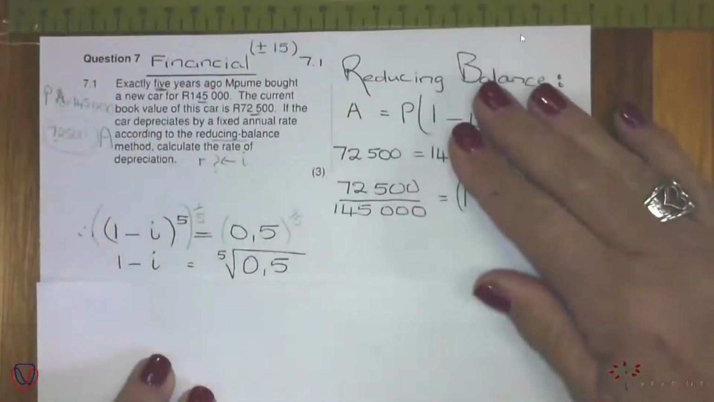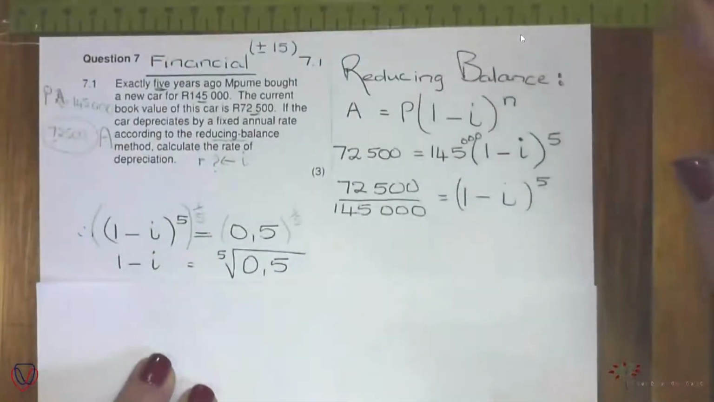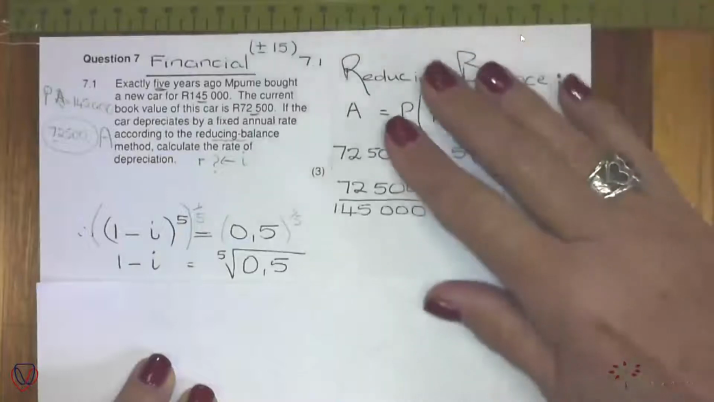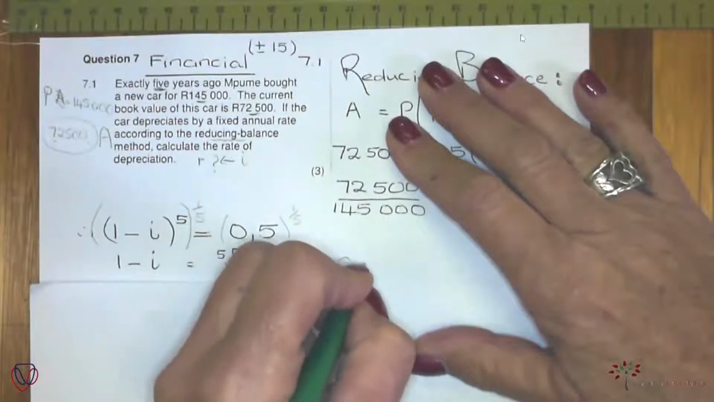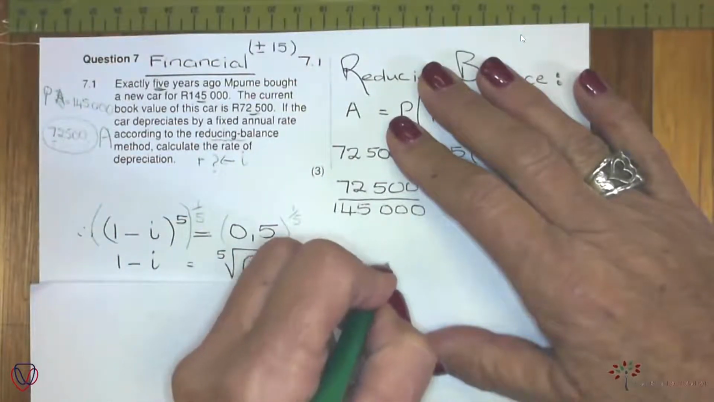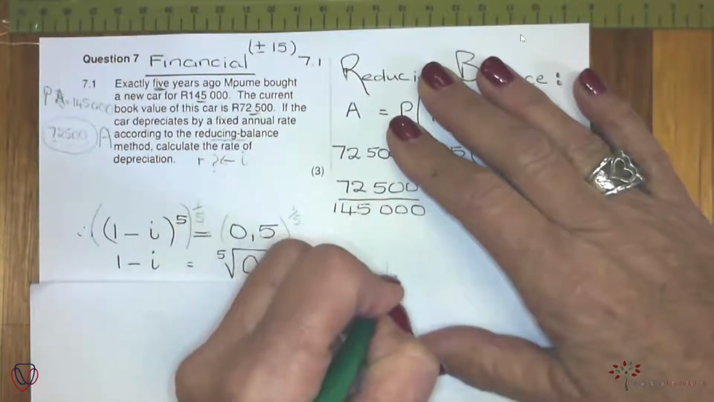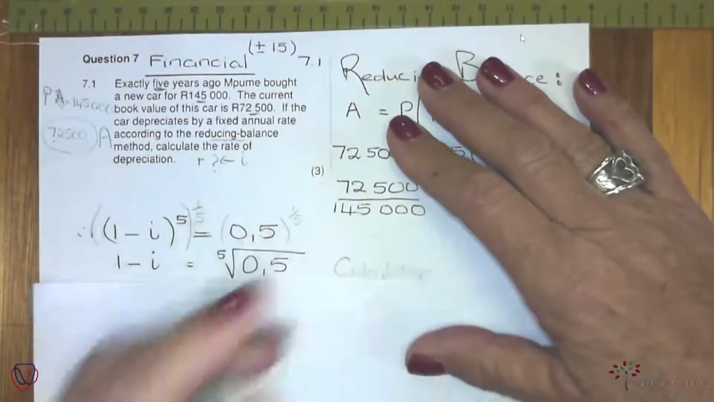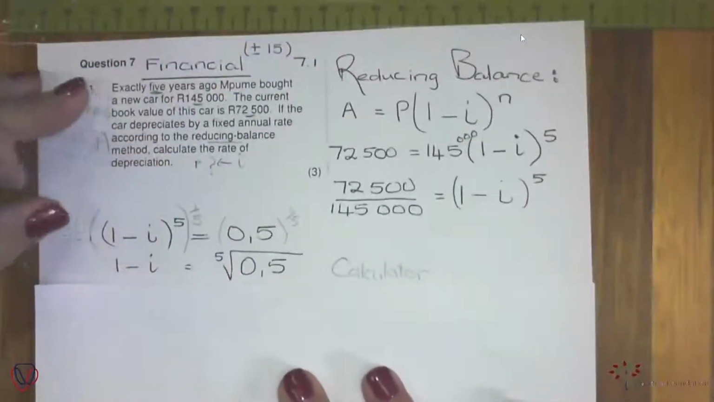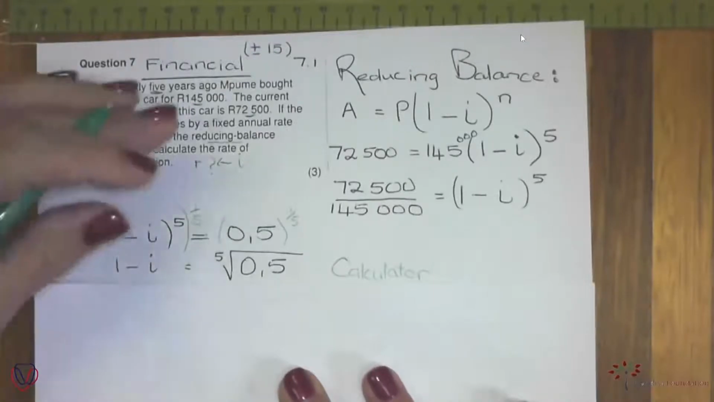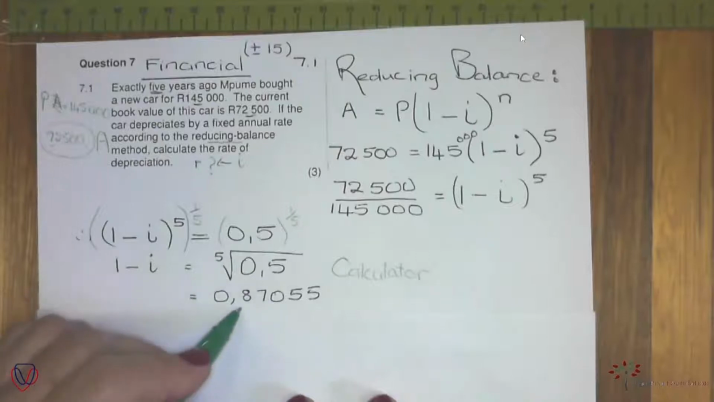Let's have a look. The 5th root of that, I hope you can all use your calculators. Make sure you can. Use your calculator for this. Go and make sure that you can use it. Okay, now you've got that. Now you've got to find the 5th root of that, and you're going to get that.